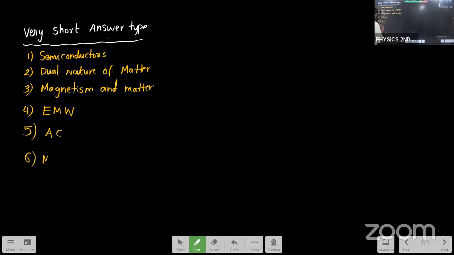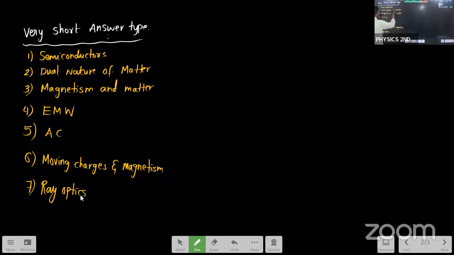Then we'll discuss regarding moving charges and magnetism. Then we'll be discussing regarding ray optics. From here, we'll be getting one question. Already we have discussed one more chapter. What was that chapter? We have discussed the communication system. This chapter we have already discussed.